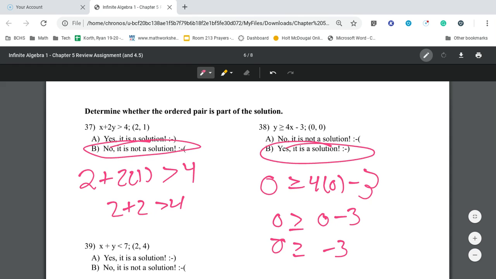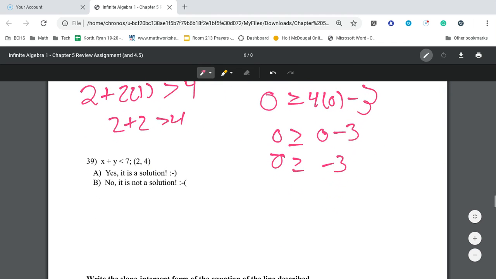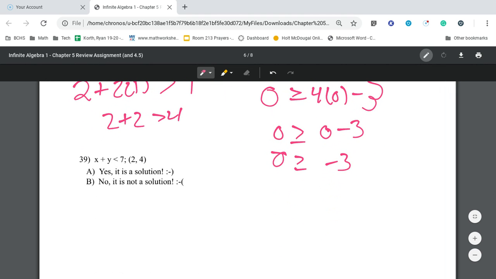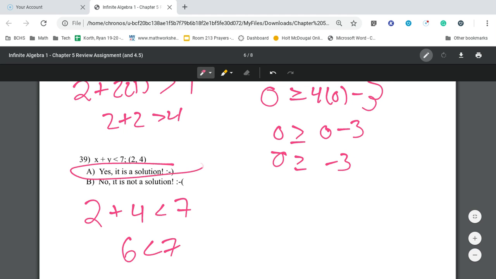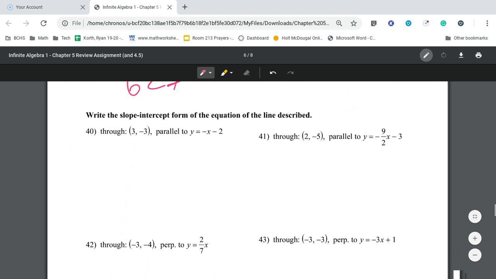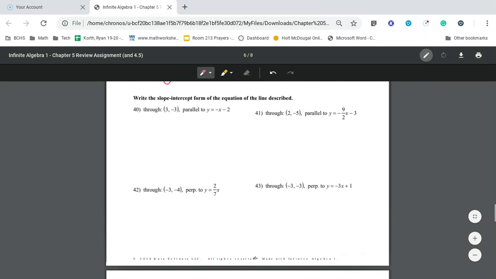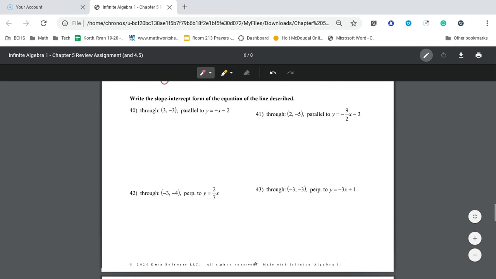Now some Mr. Korth trickery. I moved where the yes and no was. 2 plus 4, less than 7. Is 6 less than 7? Yes, it is. All right, we got 4 more problems to get to.